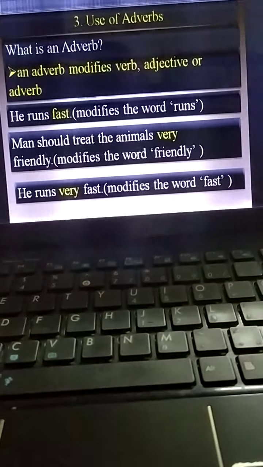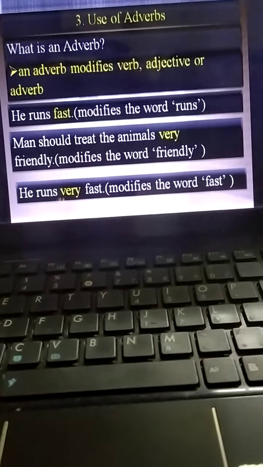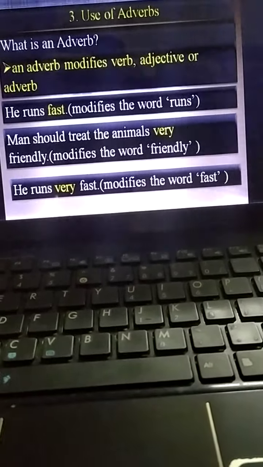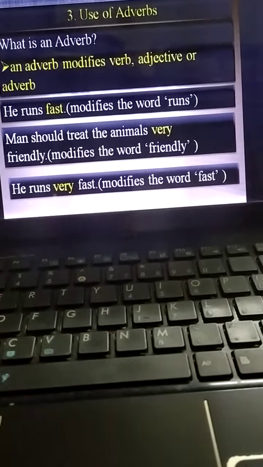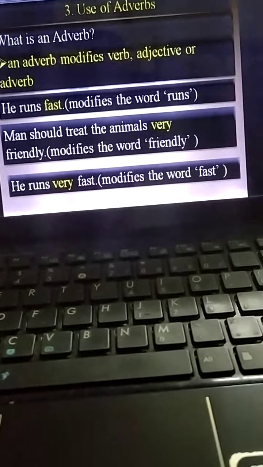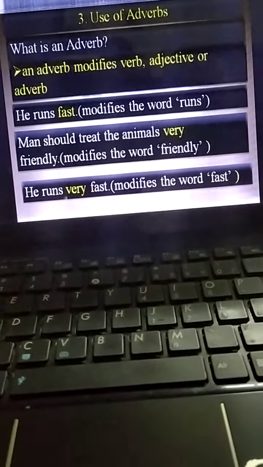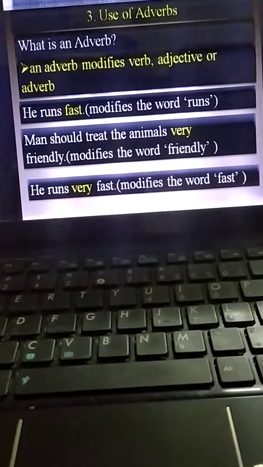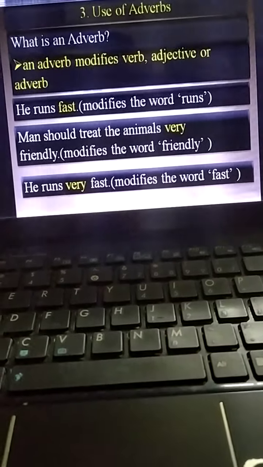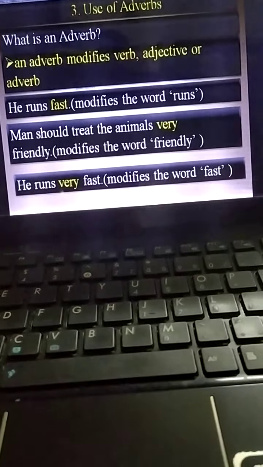Next, he runs very fast. Look at this. He runs fast. The first is an adverb, modifies the word runs, verb. He runs very fast. Here the word very is an adverb, and it modifies the word fast. Fast is an adverb. If you remember the first sentence, fast is an adverb. Here very modifies the word fast. How fast? Very fast. Therefore, the word very modifies adverb.